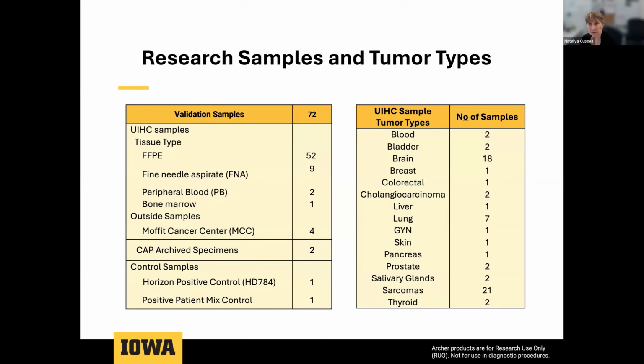So validation samples included 64 previously tested in-house patient specimens. We had some outside specimens, archived specimens from our lab, and also 2 positive controls. The majority of samples were FFPE and 5 were needle aspiration samples, which we normally see for solid tumor testing. We also selected different tumor types, with the majority being different types of sarcomas, brain tumors, and lung cancers.